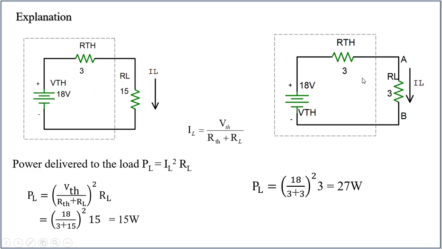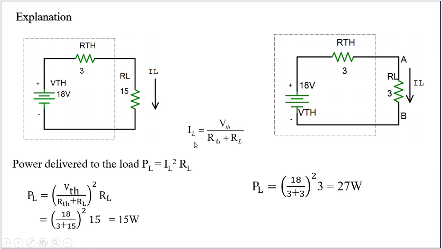In this circuit, RL value is 3 ohms, but all the remaining parameters are the same. The same network is considered here as in the first example. In the second example also we have considered the same network, but the only difference is here RL is 15 ohms, whereas there RL is 3 ohms.